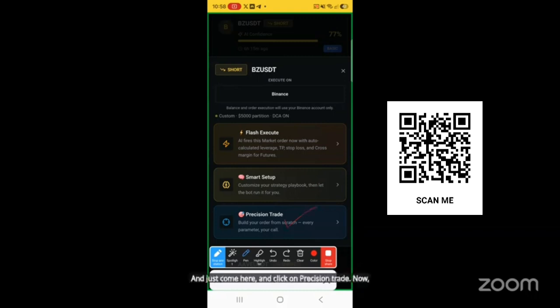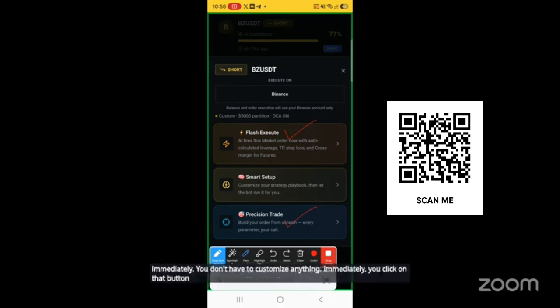Now, what are these three trading modes? The first mode, if you click on flash execute, the trade enters immediately. You don't have to customize anything. Immediately you click on that button, the bot opens that trade for you. It looks at the partition that you have selected, it looks at the risk management and opens that trade depending on the risk management you're already using. But to me, I would like you to select precision trade here. Why precision trade? It gives you more control of the trade.